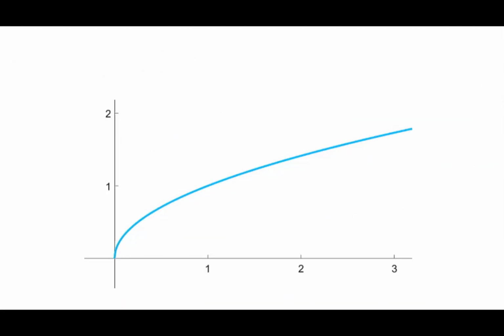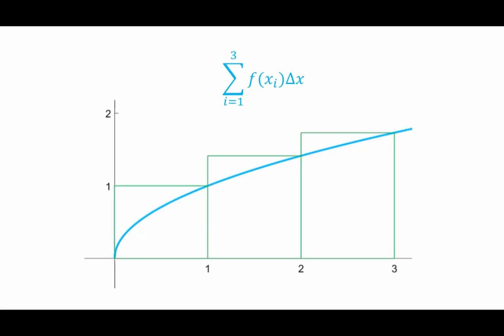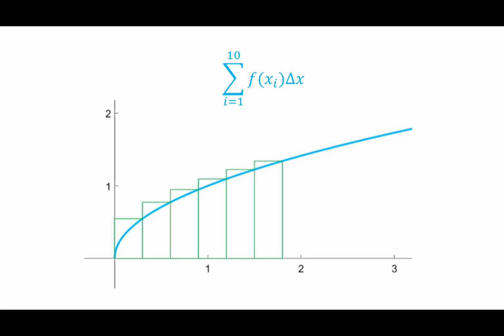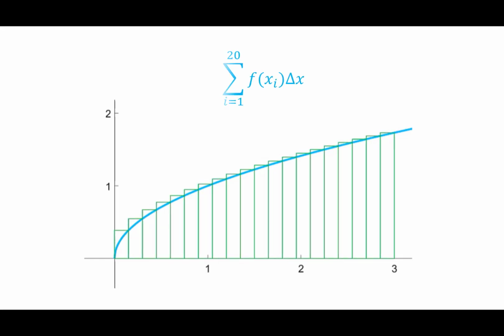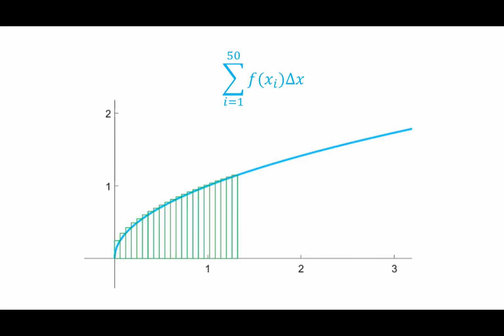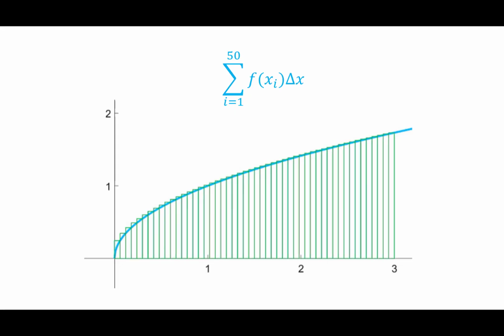Now let's look at a graph when we use more and more rectangles. So again, let's look at when we have 3 rectangles. Let's look at 10 rectangles now. Alright, looks like this is a better approximation than before. How about 20 rectangles? And then 50 rectangles. Looks like we're doing better and better.